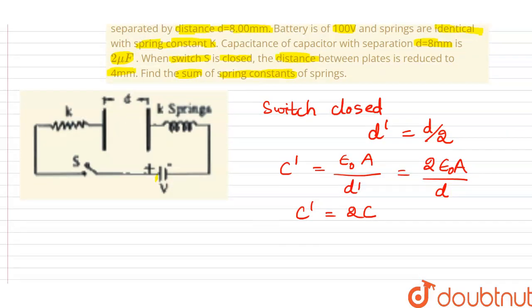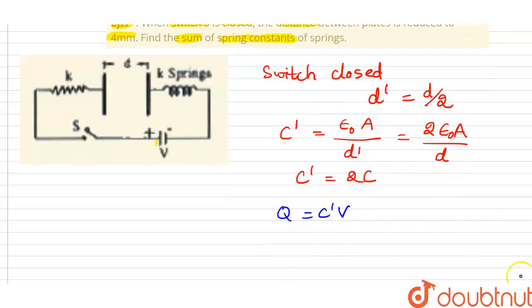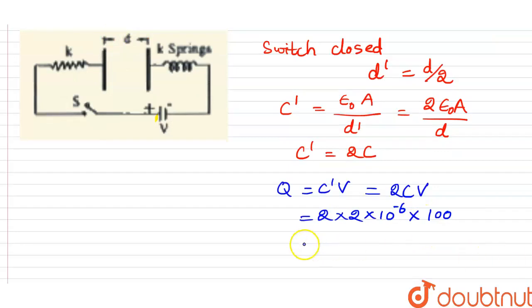Then let us find out the charge here. Charge Q is equal to C dash V. In the next step, instead of C dash we substitute 2C, so Q is equal to 2CV, which is 2 into 2 into 10 to the power minus 6, and battery V is equal to 100 volt, so we substitute 100. Finally we will get the charge value as 400 microcoulomb.